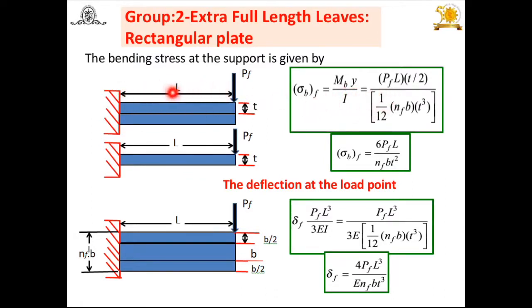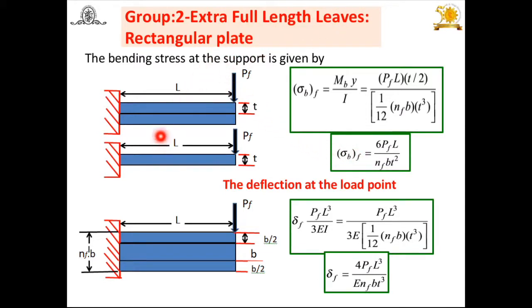Here the bending moment M_b means P_F into L, substituted here. Y means the neutral axis distance, that is t by 2, and I means the moment of inertia, 1 by 12 into n_F b into t cube. After substituting, you will get the bending stress at the support for group 2, the extra full length leaves.